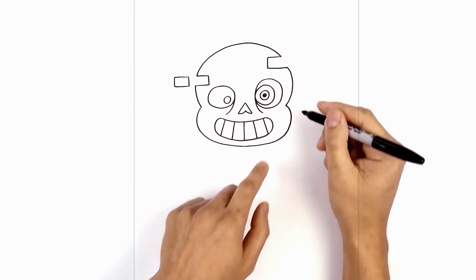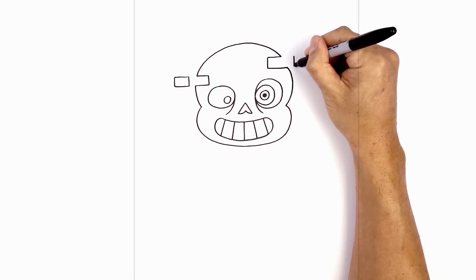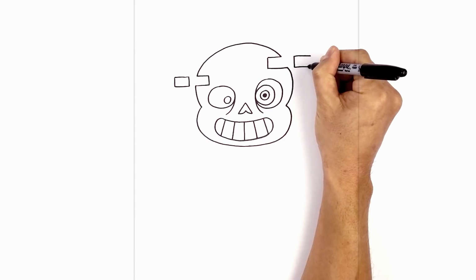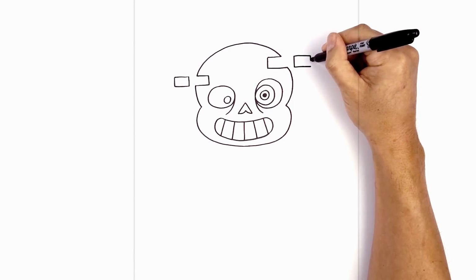Let's do another one on the right side. Starting at the top, we'll come down. Draw a straight line coming out on top and bottom, and then we'll close it off with a straight line coming down.